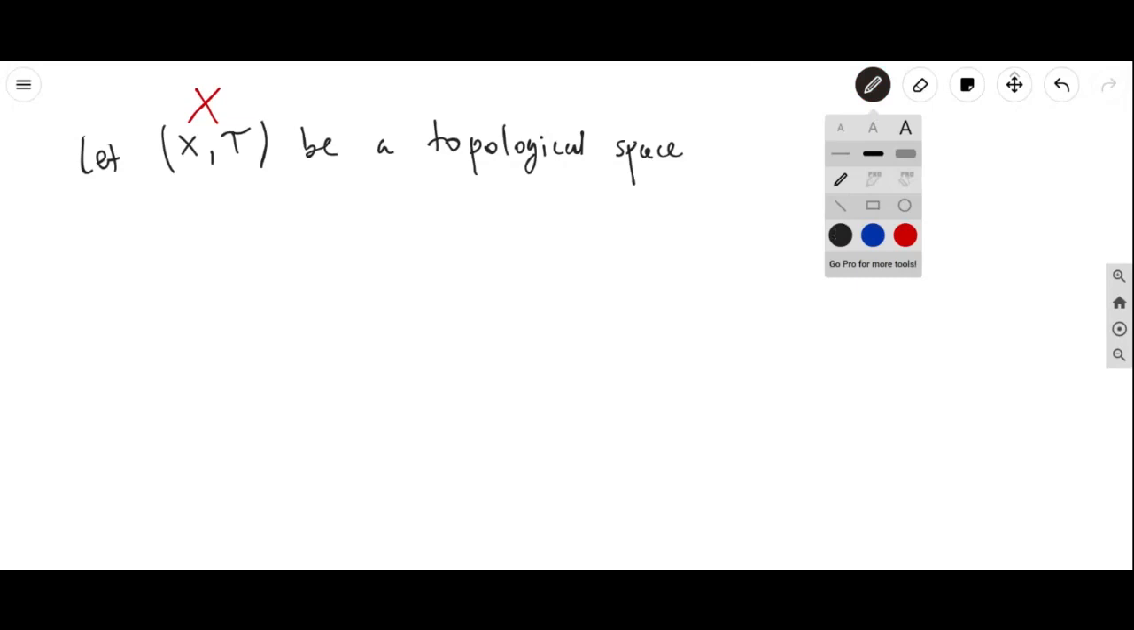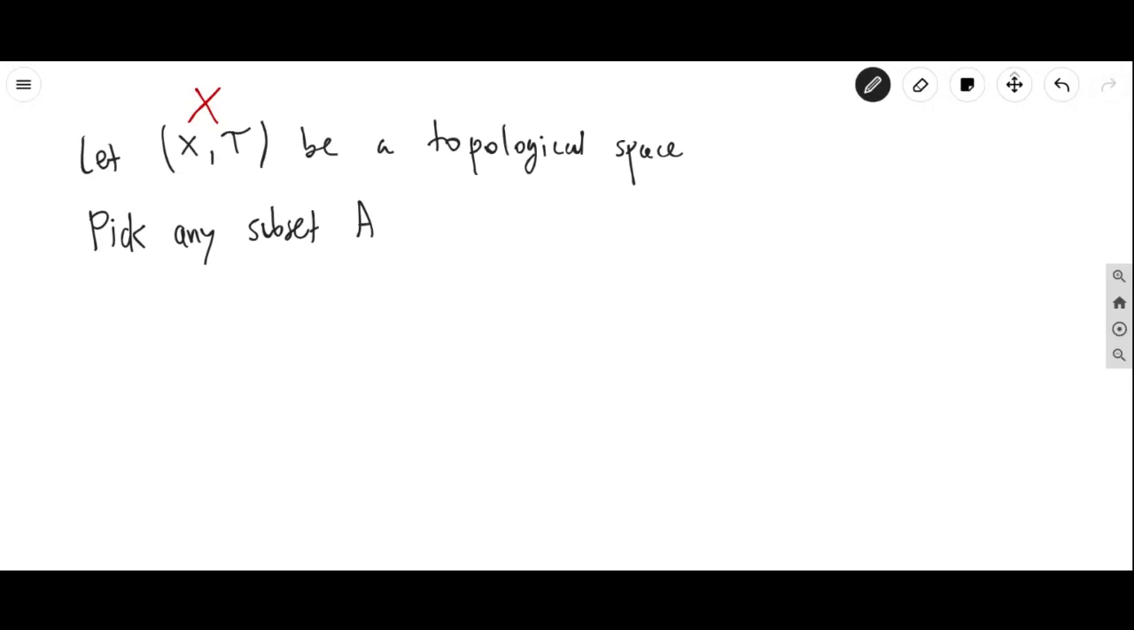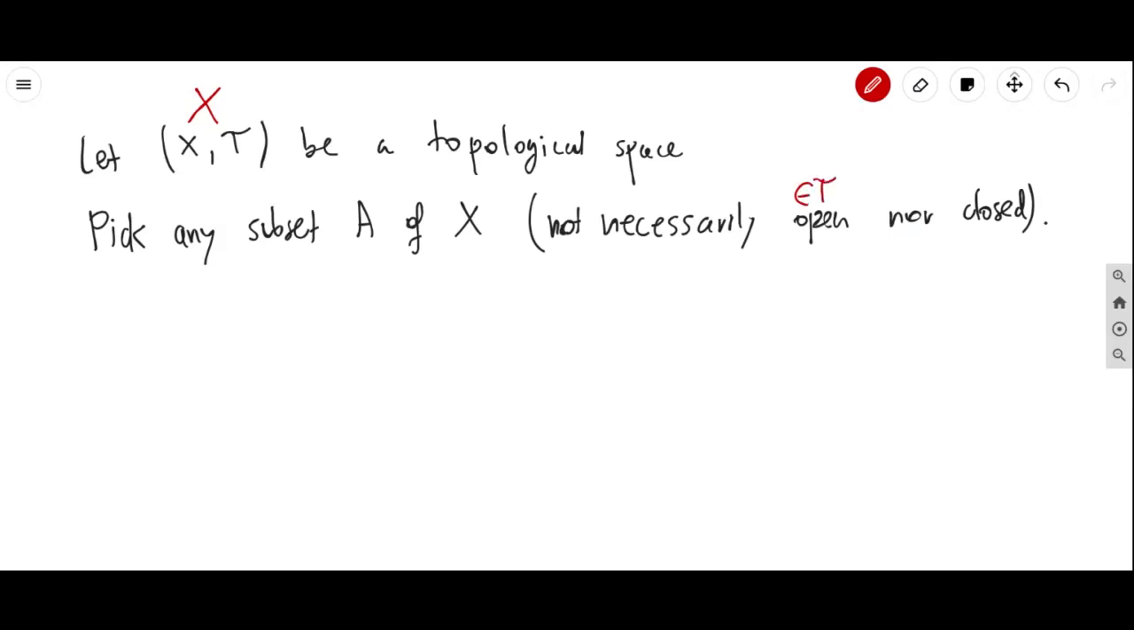And what we would like to do is we're going to pick any subset A. This is a subset of X. And this is not necessarily open, nor closed. So to quickly recall, open just means that it's an element of the topology. That's what open means. And closed means the complement is in the topology.